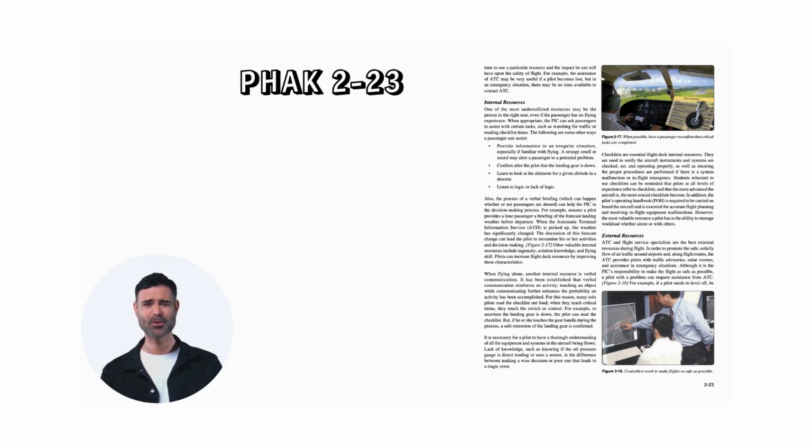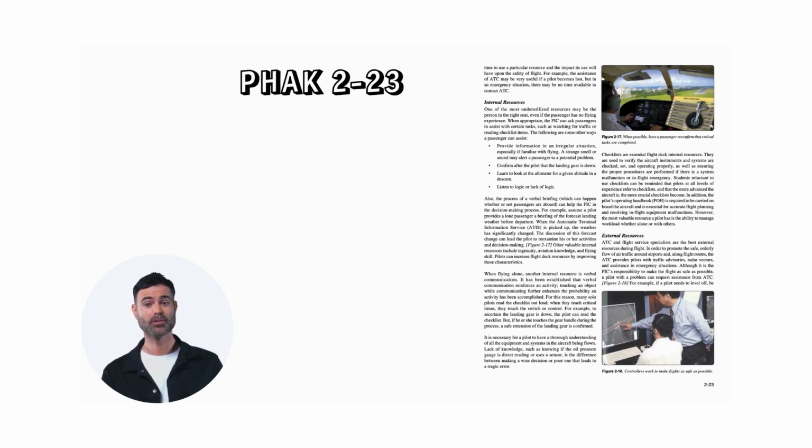Also, the process of a verbal briefing, which can happen whether or not passengers are aboard, can help the PIC in the decision-making process. For example, assume a pilot provides a lone passenger a briefing of the forecast landing weather before departure. When the Automatic Terminal Information Service, ATIS, is picked up, the weather has significantly changed. The discussion of this forecast change can lead the pilot to re-examine his or her activities and decision-making.